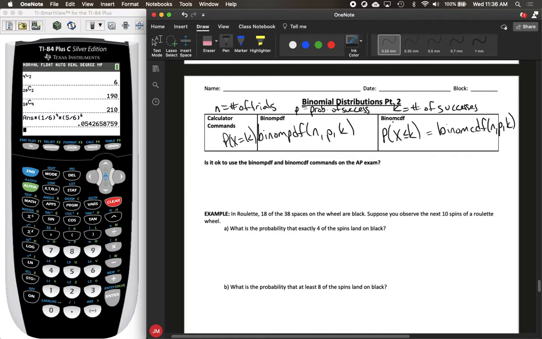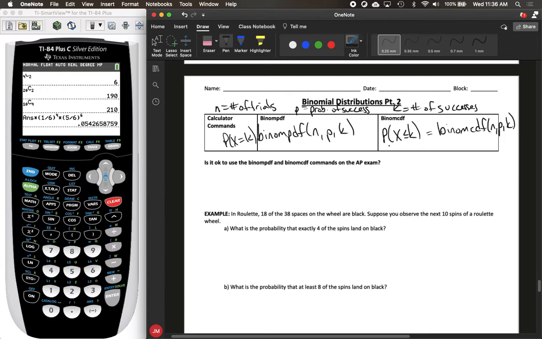Now binomcdf is also useful. This is when you want to know what the probability is of getting a certain number of successes or less. So in other words, the probability that x is less than or equal to k. In order to find that, same idea, we have binomcdf, n, p, and k.